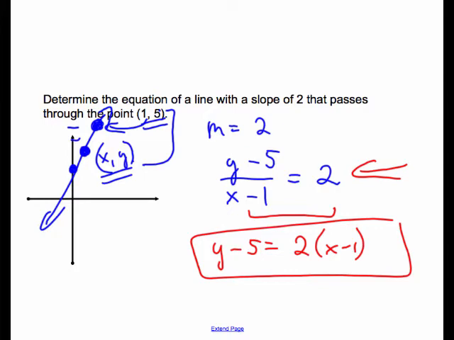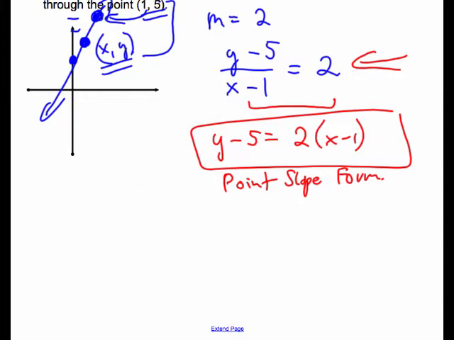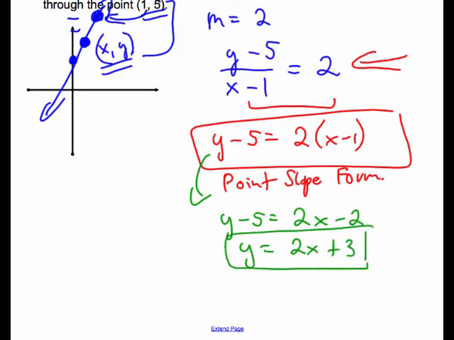Now that looks a little unusual because we're used to always isolating y. You don't actually have to do that with point-slope form. This is called the point-slope form of a line. And just to show you that it is in fact the same as the equation we got via the first way we did this, let me just simplify this. Now I'm saying you don't have to simplify this, but if you did, add 5 to both sides, we get what we got when we did this with the slope-intercept form of a line.